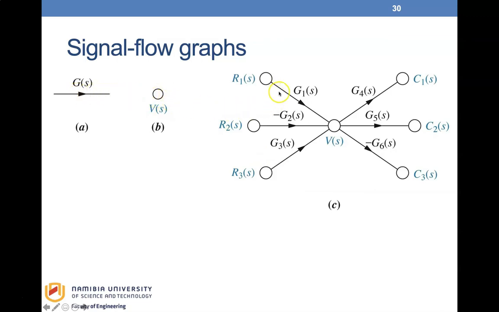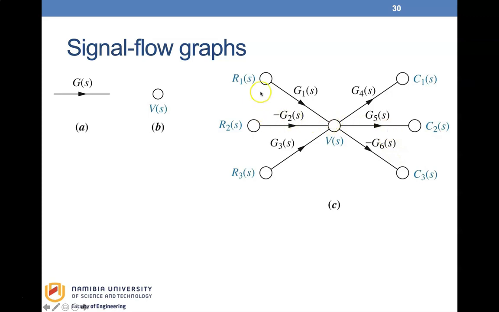A system is represented by a line with an arrow showing the direction in which the signal flows. Adjacent to the line, we write the transfer function, like G1 of S, G2 of S, and so forth. A signal is a node with the signal's name written adjacent to the node. Figure C shows the interconnection of the systems and the signals.